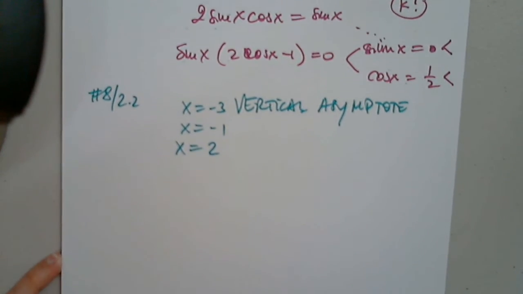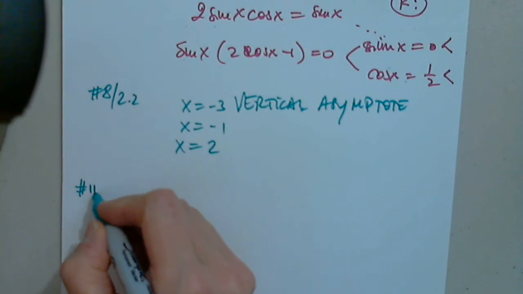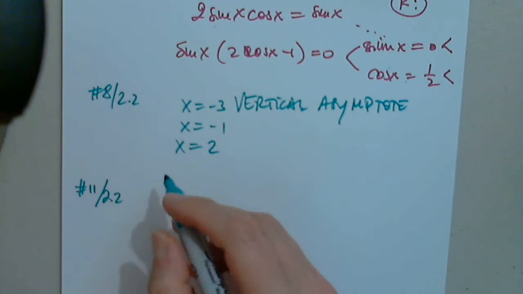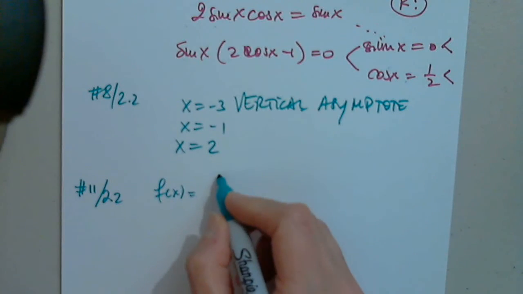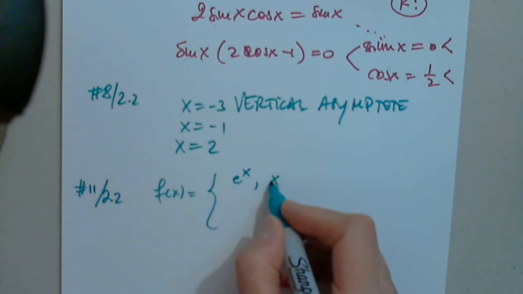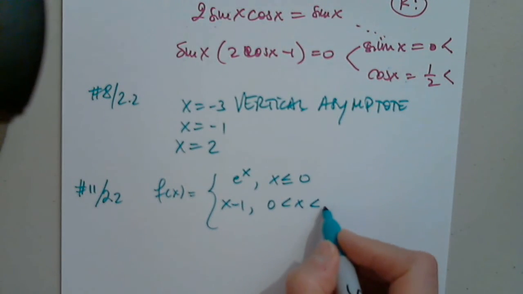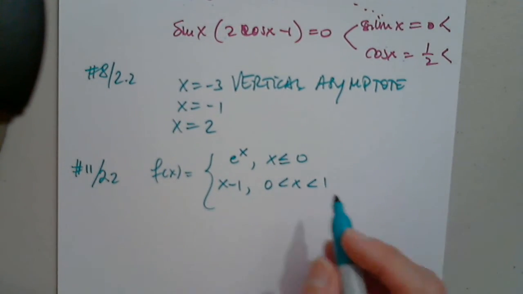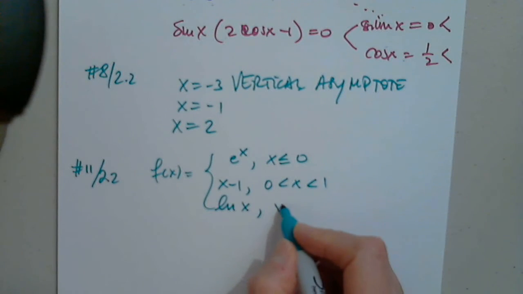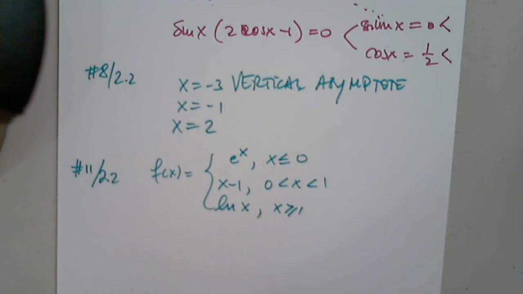Let me copy it and then I'll stop sharing. So this is 11 in section 2.2, and we have f of x equals e to the x for x less than or equal to 0, x minus 1 for 0 less than x less than 1, and then natural log x for x greater than or equal to 1. Okay, I'm going to stop sharing now. Where are you guys? Okay.